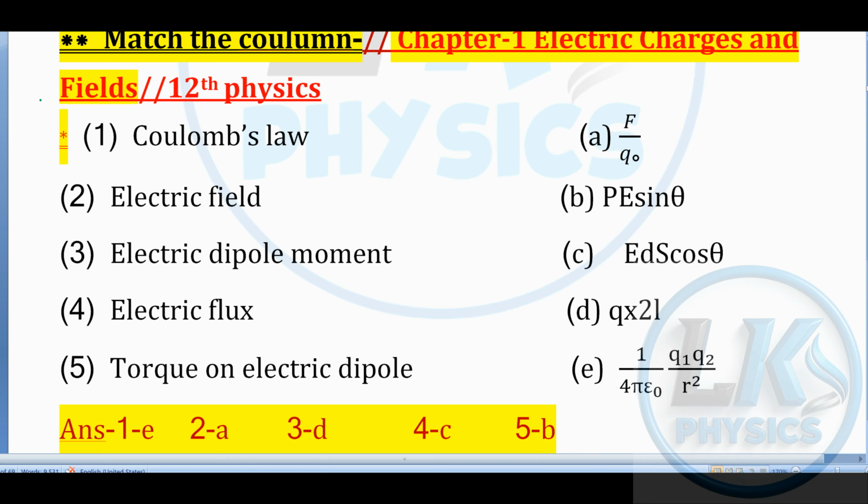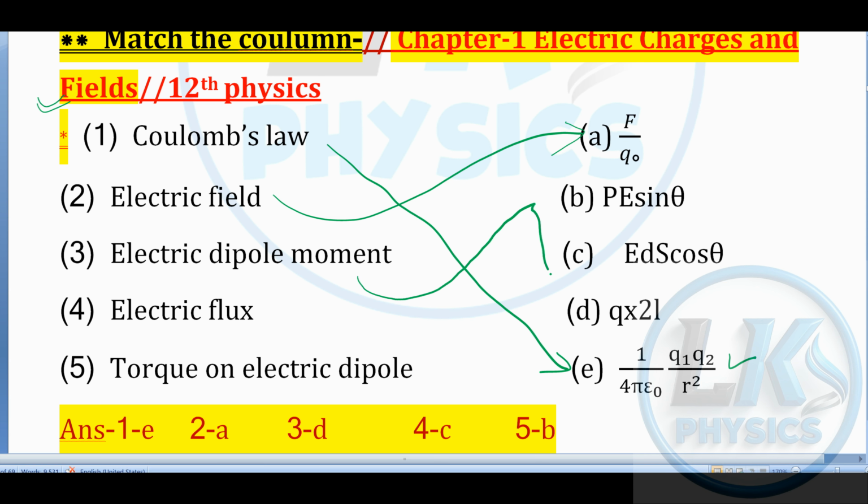Now the question for match the columns. Here is Coulomb's law, that is F equals 1 upon 4 pi epsilon naught Q1 Q2 upon R square. Electric field, the formula is F upon Q naught. Electric dipole moment is Q into 2L. Here is electric flux, that is E dS cos theta. Torque on electric dipole, it is PE sin theta.